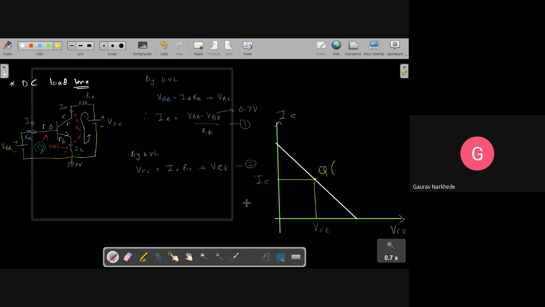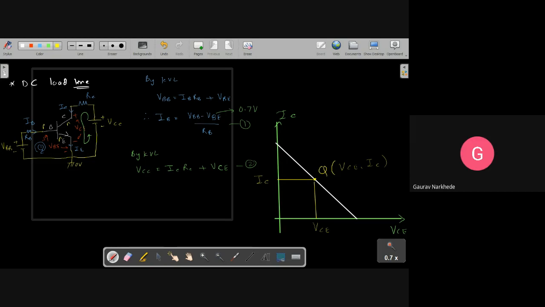So any point, how do we denote it on the XY axis? As (x, y), right? So this is x. X is your VCE, comma IC. Getting? So if you are asked for the Q point, what you want is the value of VCE as well as the value of IC.